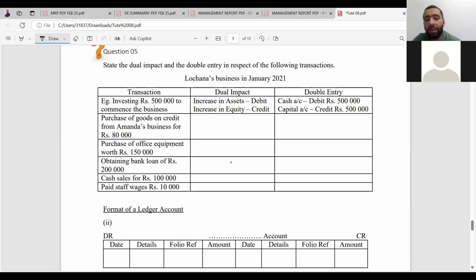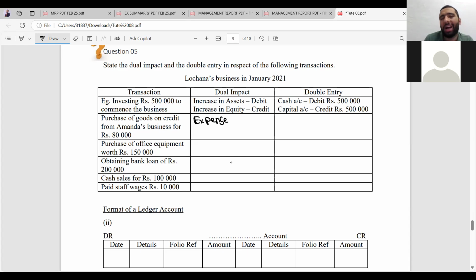Purchase of goods on credit from Amanda's business for how much? 80,000. Okay. Purchase of goods is normally an expense, right? These purchases are the expense.